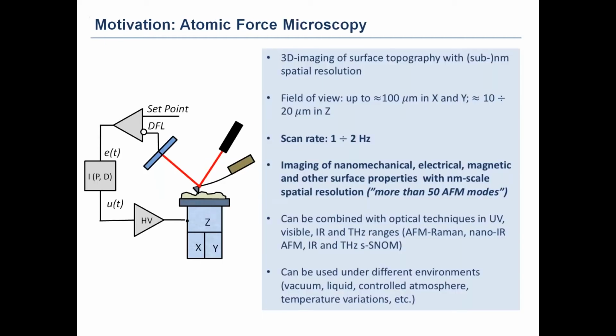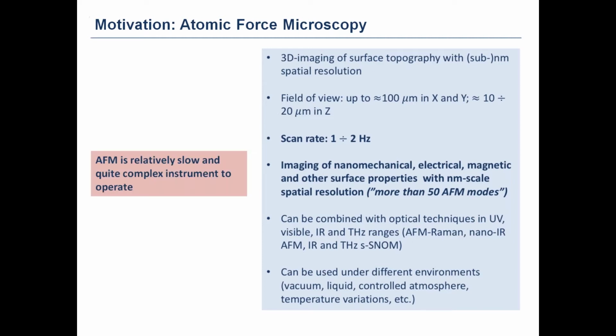And despite AFM being quite good at imaging, it has scan rates of about 1 to 2 lines per second, and at the same time it has a lot of AFM modes and allows us to image many properties. But despite all these strong points, AFM is a relatively slow and quite complex instrument to operate. And this is one of the first motivations for us to develop a specialized technology that allows us to operate the atomic force microscope in an easier and faster way.